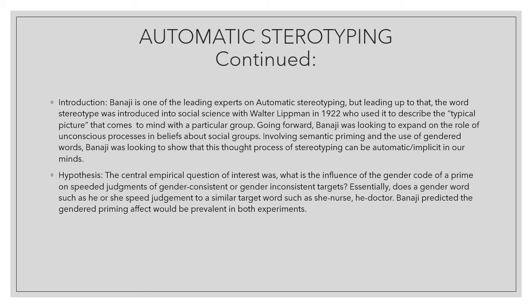The hypothesis was: what is the influence of the gender code of a prime on speeded judgments of gender consistent or gender inconsistent targets? Essentially, they would use gender pronouns or non-gender-specific words to see what the response time would be for the people in the experiments, and how this would show the gender priming effect, which would in turn show that automatic stereotyping is occurring.